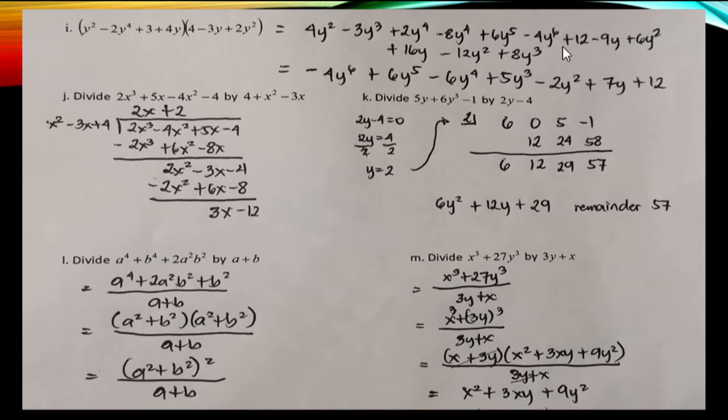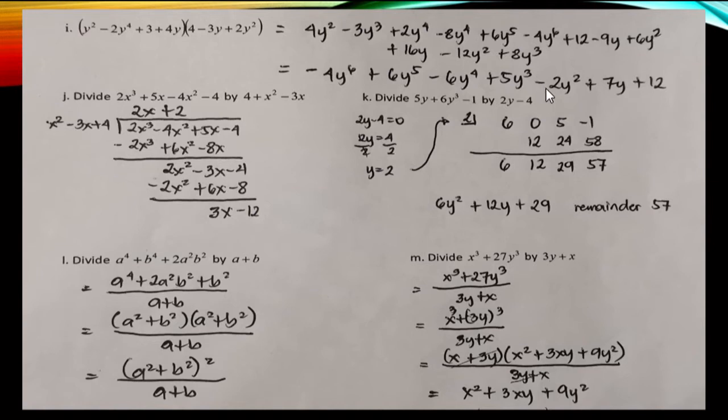So, combining like terms, we start with the power of 6. It's the only one, right? So negative 4y to the power of 6, plus the power of 5, also the only one, so plus 6y to the power of 5. Then to the power of 4, these two: 2 minus 8 is negative 6y to the power of 4. Then the y cubed, this and this: negative 3 plus 8 is positive 5y cubed.